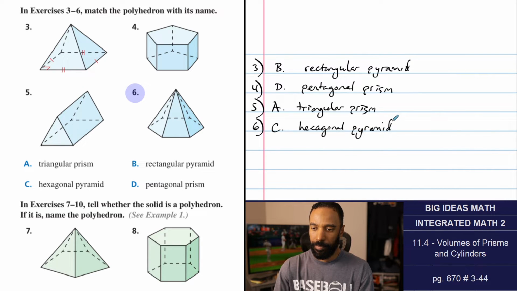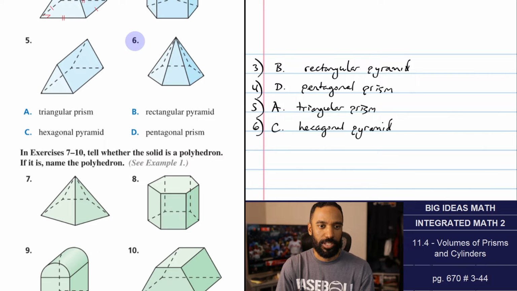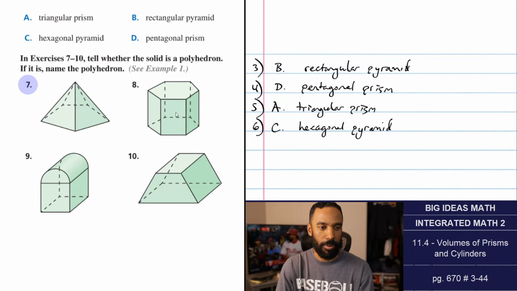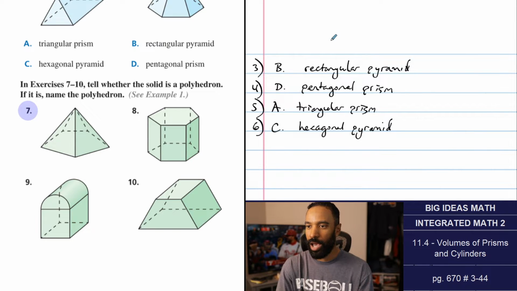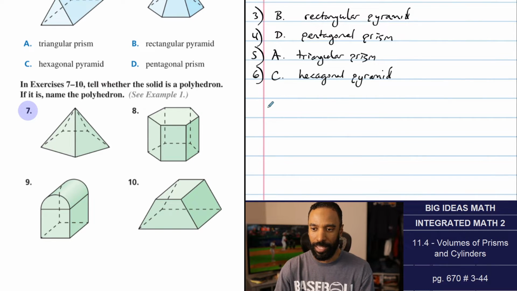Okay. Let's keep moving forward. Let's look at numbers 7 through 10. Tell whether the solid is a polyhedron. If it is, name the polyhedron. So it's just one step more. I'll name every shape for you, whether or not it is a polyhedron.